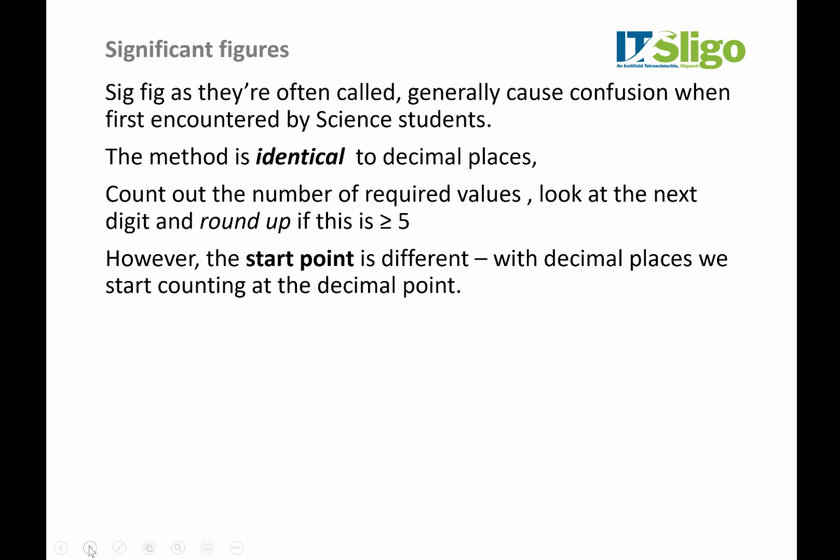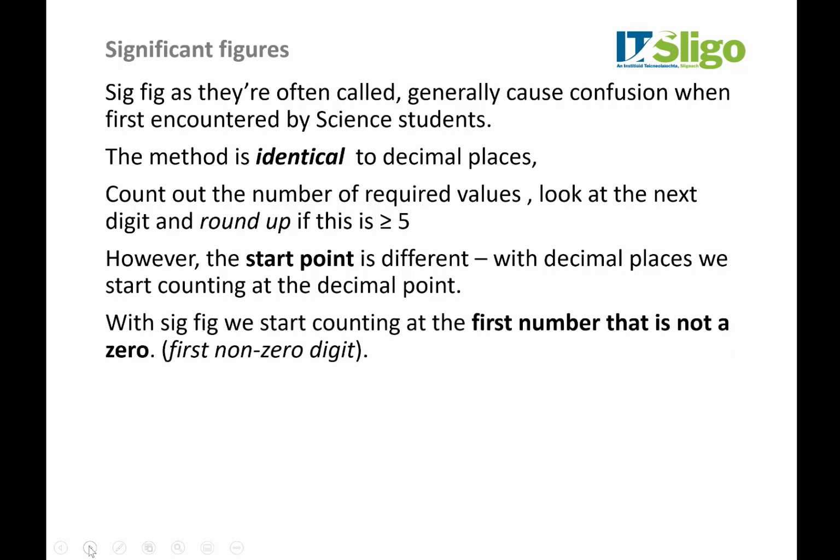So with significant figures, it's really establishing the starting point. Where do I start counting? With decimal places, we used to start at the decimal point. It was fairly straightforward. Count out the required number of places, look to the next value, and determine whether we round up or not. With significant figures, it's different. We start counting at the first number that's not a zero, the first non-zero digit.